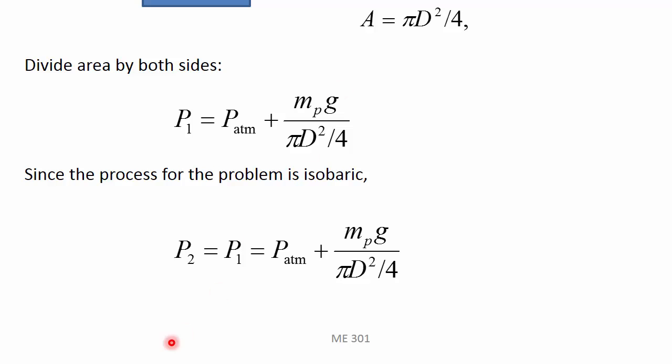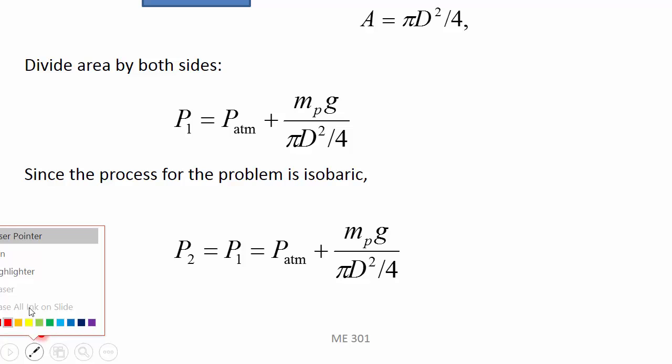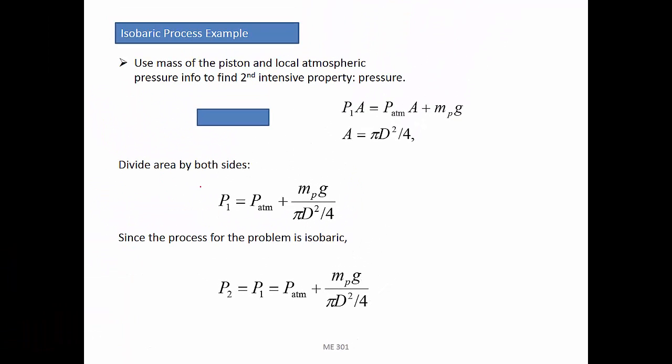Let's try to draw a free body diagram to see if we can find the pressure inside the piston cylinder device. Externally, we have a pressure distribution applied, and the corresponding force is equal to atmospheric pressure times the area. Also going downward is the weight of the piston, which is equal to the mass of the piston times g.